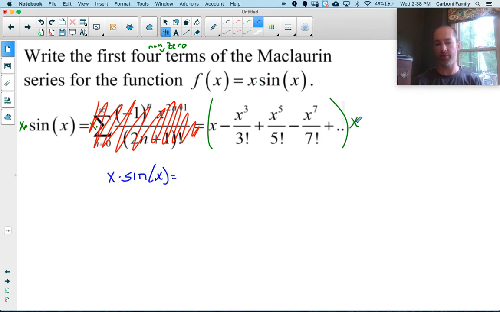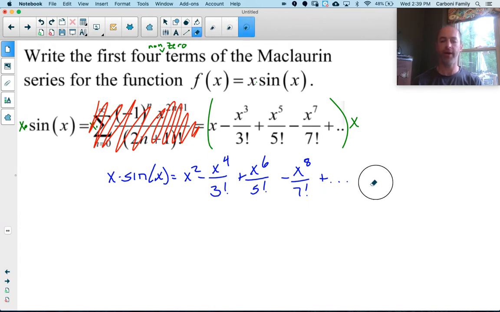I'll just distribute this x. X times x is x squared. X times x cubed, x to the 4th, x to the 6th over 5 factorial, and x to the 8th over 7 factorial. And you are done. It asks for the first 4 terms. Do not write plus dot, dot, dot, because that suggests that there is more to it. And there isn't, because the question asks for only 4 terms.